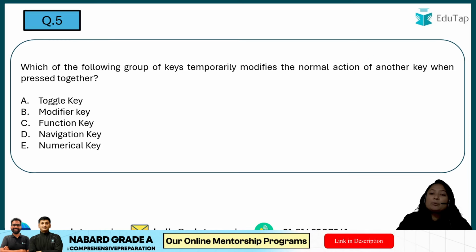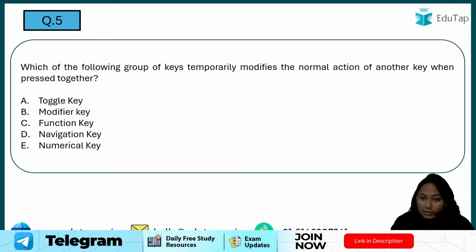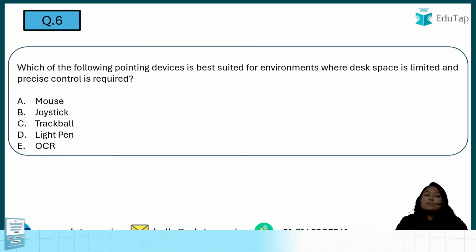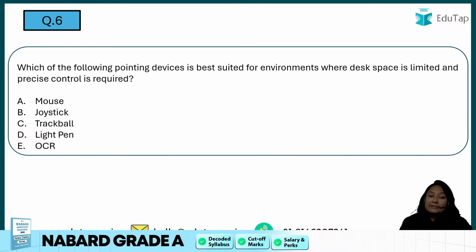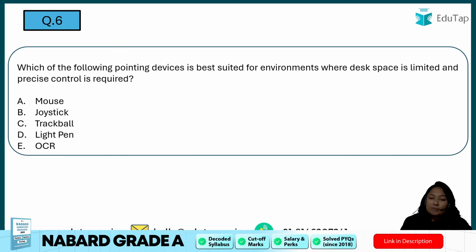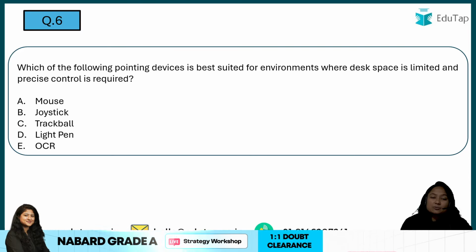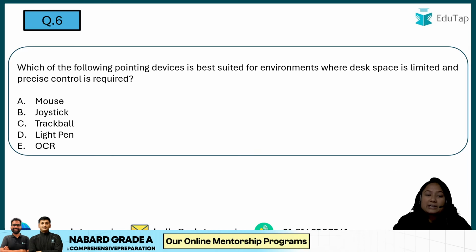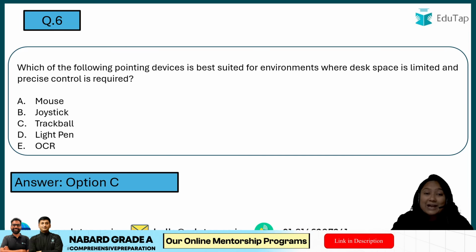Which of the following keys temporarily modifies the normal action of another key when pressed together? Very easily from the name itself you can understand the correct answer will be option B, that is modifier key. Okay, next. Which of the following pointing devices is best suited for environments where desk space is limited and precise control is required? Here you will have to tell what we can use in this particular situation. The correct answer of course here will be option C, that is trackball.